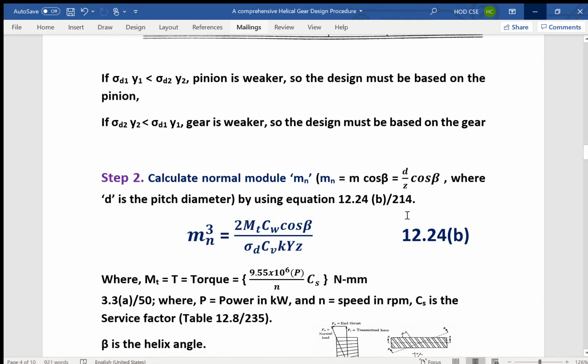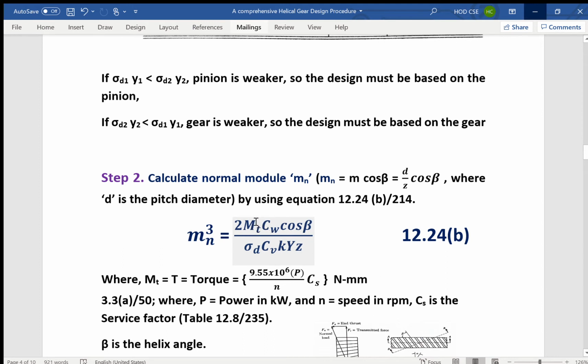In the data handbook, equation 12.24b reads: Mn is equal to 2 Mt Cw cos beta divided by sigma d Cv k y z, the whole to the power of 1 by 3. I have modified this one. Mn cube is equal to 2 Mt Cw cos beta by sigma d Cv k into y into z. Already you are familiar with these.